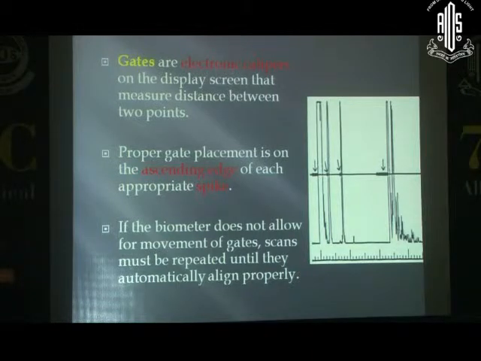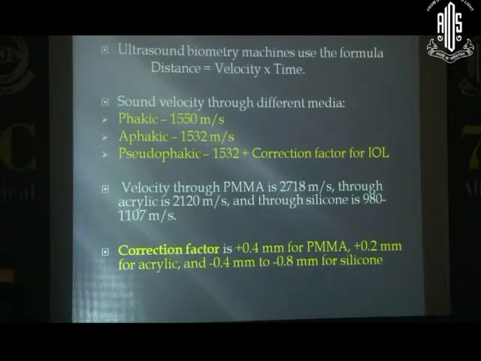Again, gates are also important. These are electronic calipers which are going to define the measurement. The ascending edge of the gate has to be appropriate for each spike, and that is going to help you determine the accuracy of your reading. End of the day, it is the distance which is measured with the velocity and time.